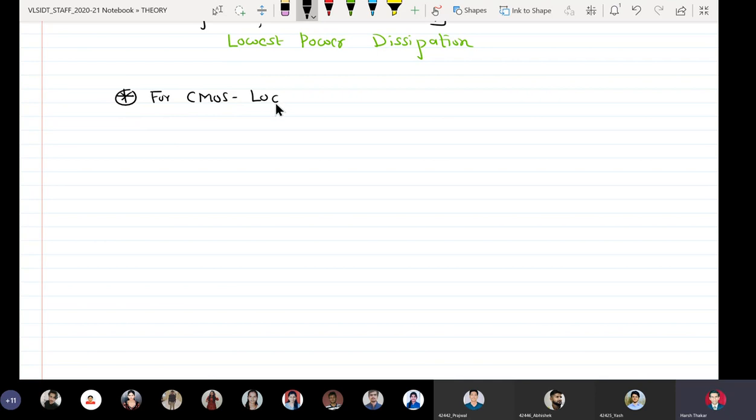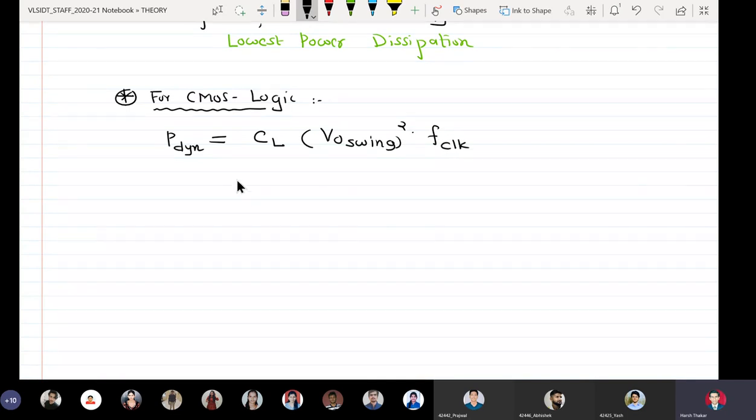For CMOS logic, the dynamic power dissipation, that is when the input is constantly switching, is given as load capacitance into output voltage swing square into the frequency of clock. And we know that CMOS logic gives rail to rail output.